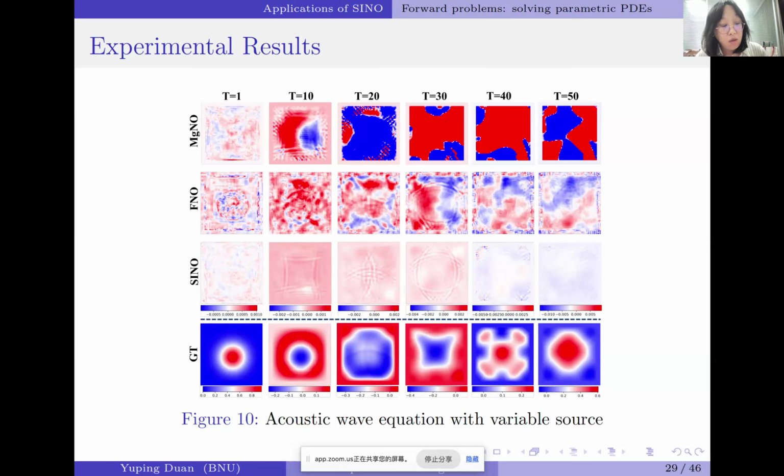This slide shows the acoustic wave problem with variable source. Wave propagation is sensitive to phase error, so small prediction errors can grow quickly over time. SINO better preserves the propagation pattern during repeated predictions.